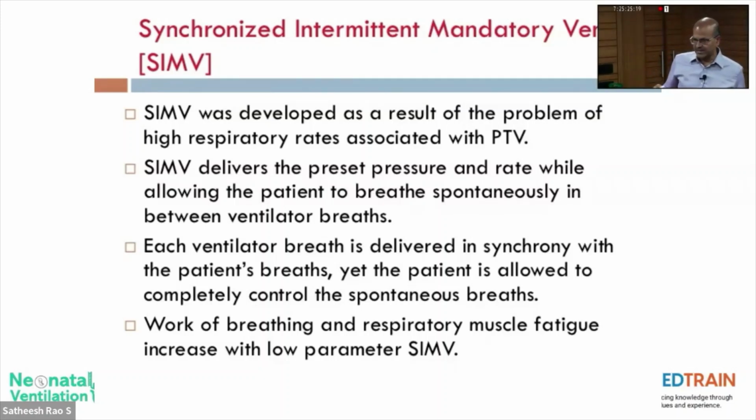So the ventilator tries to wait for the baby's breath for a certain time, allowed by the inspiratory time that you keep and the rate you keep. And the work of breathing and respiratory muscle fatigue increases with the low parameter SIMV. So if you are weaning the rate on SIMV to say 20 or 25, in a small baby, the ET tube resistance is very high. So the baby will get tired, and that is not going to be favorable.